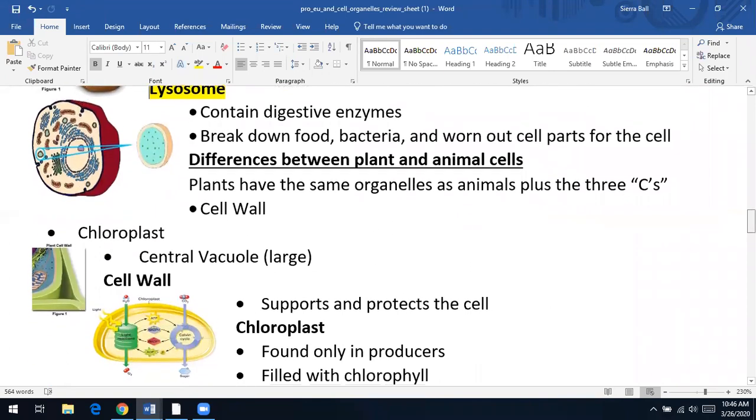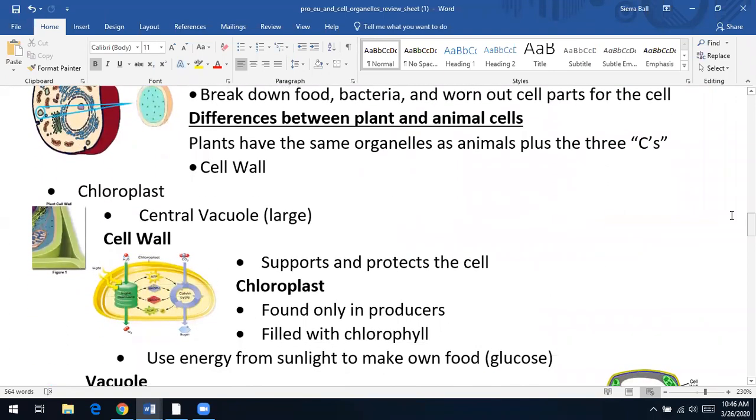All right, the three C's: the differences between plant cells and animal cells. The next three organelles are ones that you only see in plant cells. First up, you have a cell wall. Why do plant cells have a cell wall and a cell membrane? Why do they need two layers?